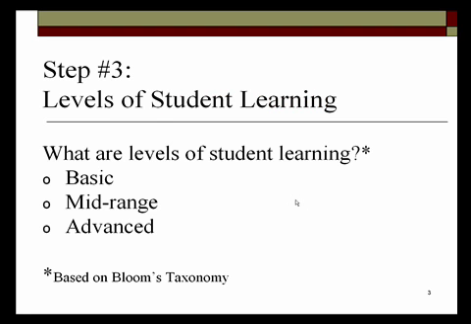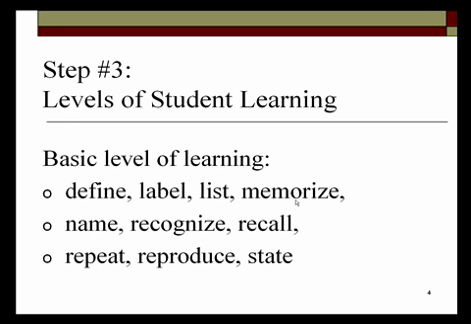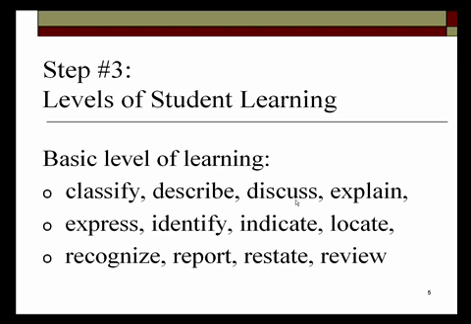So what are levels of student learning? SLOs can be phrased to ask students to demonstrate their learning on different levels. Let's call them basic, mid-range, and advanced. At the basic level of learning, SLOs ask students about their basic knowledge or comprehension. For example, students will be able to define, name, recognize, list, or state facts or concepts.